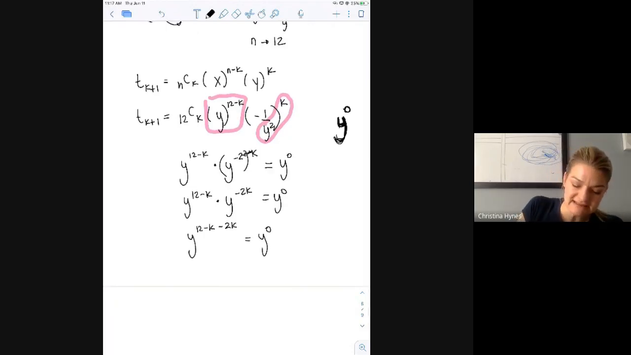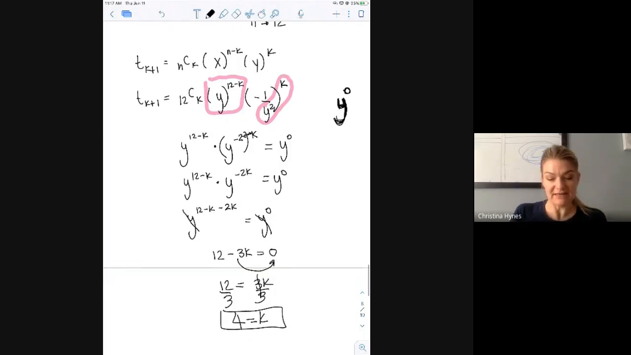And then once you get the exact same bases on each side, cross them off. You just have to solve for where 12 minus 3k equals 0. Bring this to the other side. So 12 equals positive 3k, and divide both sides by 3. K is equal to 4.